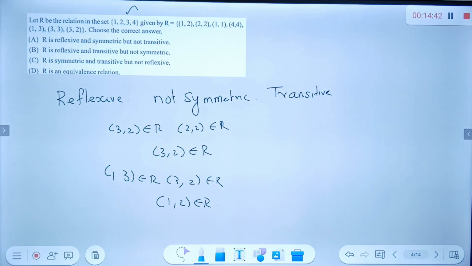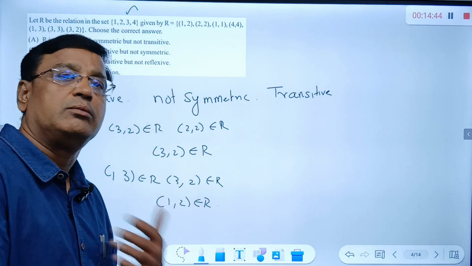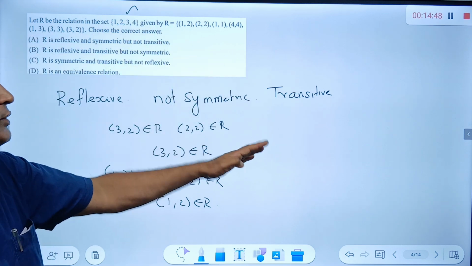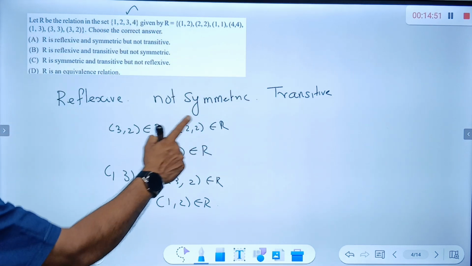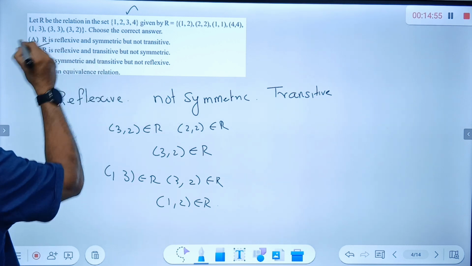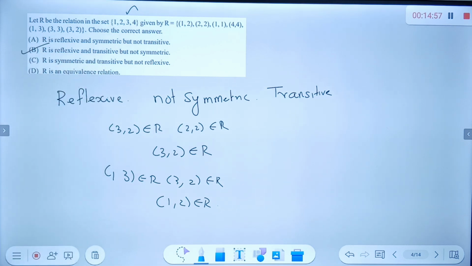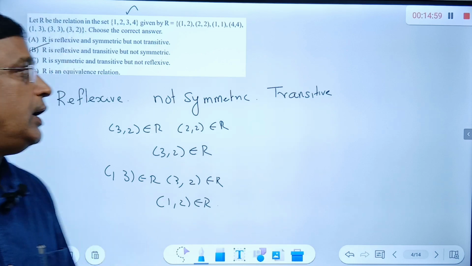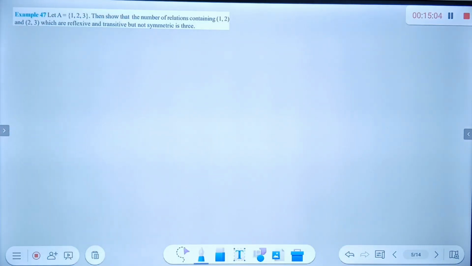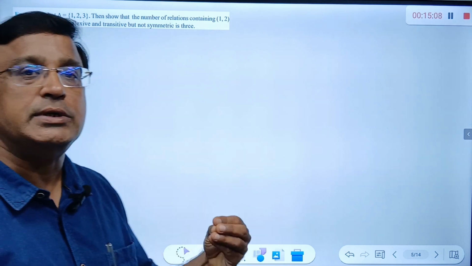So you need to argue the problem like this. You can't have a method like A equal to B, squaring both sides. No, you don't have a procedure. You have to analyze the definition. You take the definition and analyze it. Then you will automatically get the answer. Okay, so this is an example of a relation which is reflexive and transitive but not symmetric. This is option B. I hope this is clear to you. Now this is the next very nice problem. It's again an NCERT worked out example question.